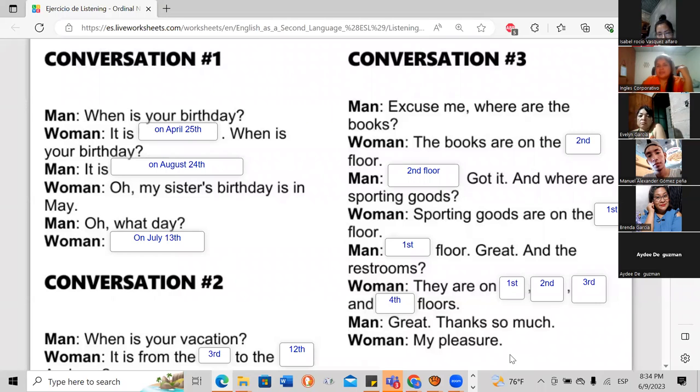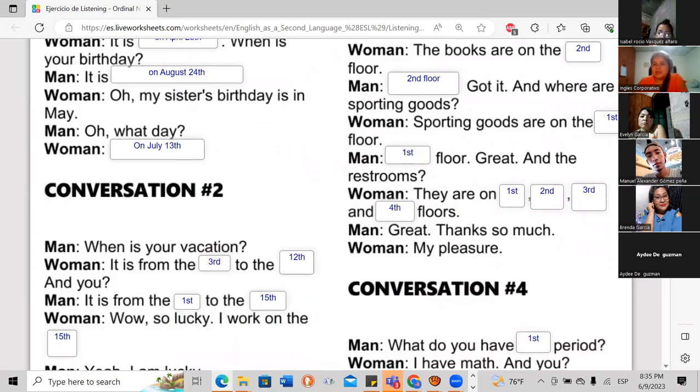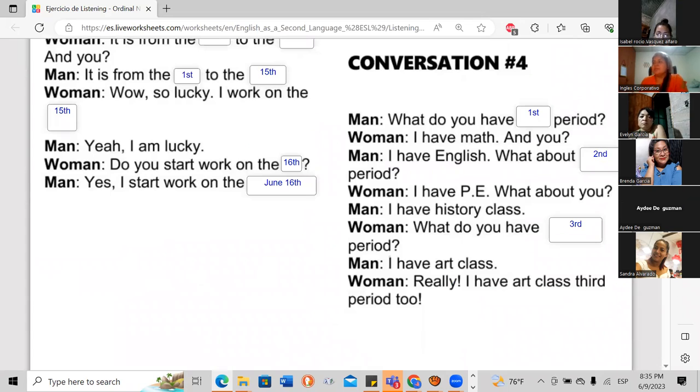Okay, very good. Excuse me, where are the books? The books are on the second floor. Thank you so much. Second floor, good. And where are the sporting goods? The sporting goods are on the first floor. First floor, great. And the restrooms, they are on the first, second, third, and fourth floor. Great. Thank you. My pleasure. Okay. Very good. Now number four. Who wants to be volunteer for number four?